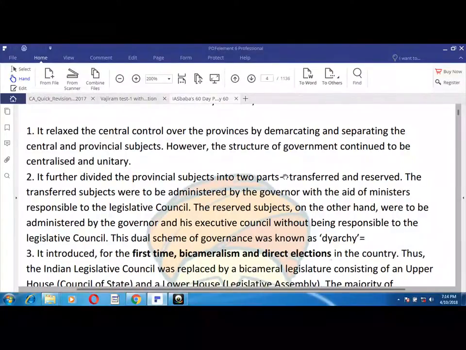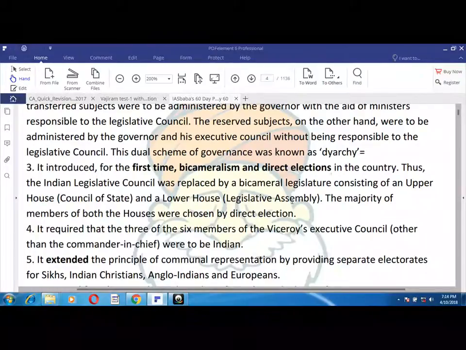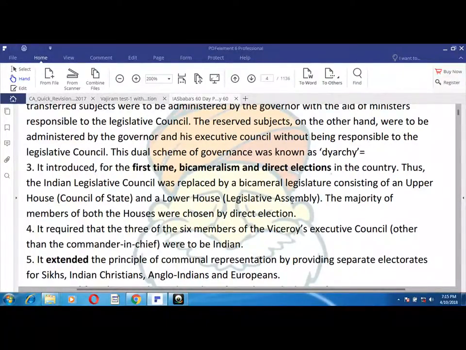It introduced for the first time bicameralism and direct election in the country. Thus, the Indian Legislative Council was replaced by a bicameral legislature consisting of an upper house, the Council of State, and a lower house, the Legislative Assembly. The majority of members of both the houses were chosen by direct election.